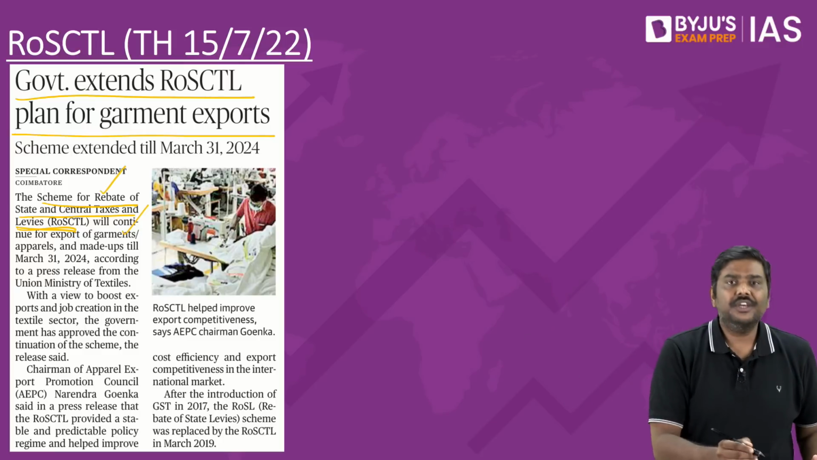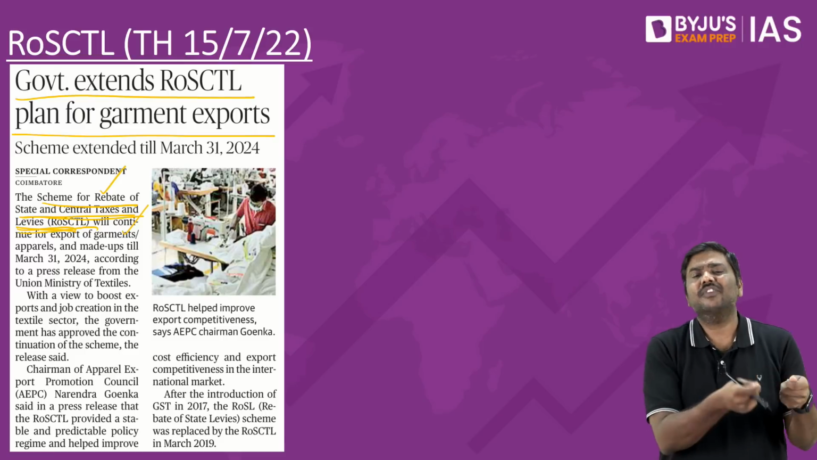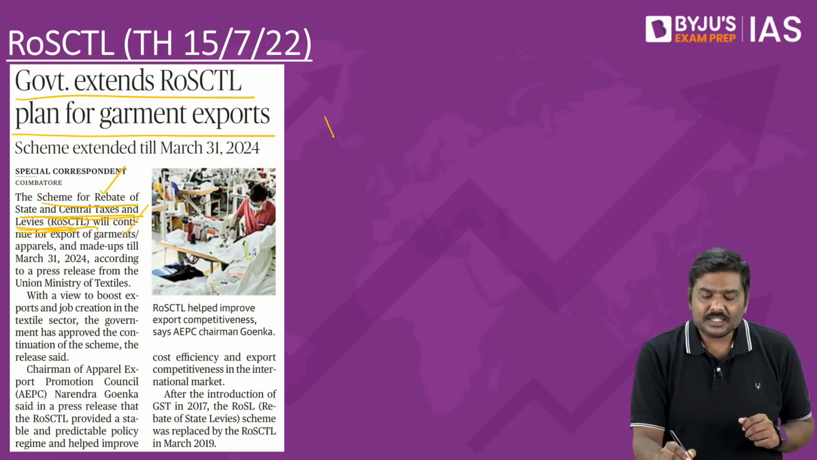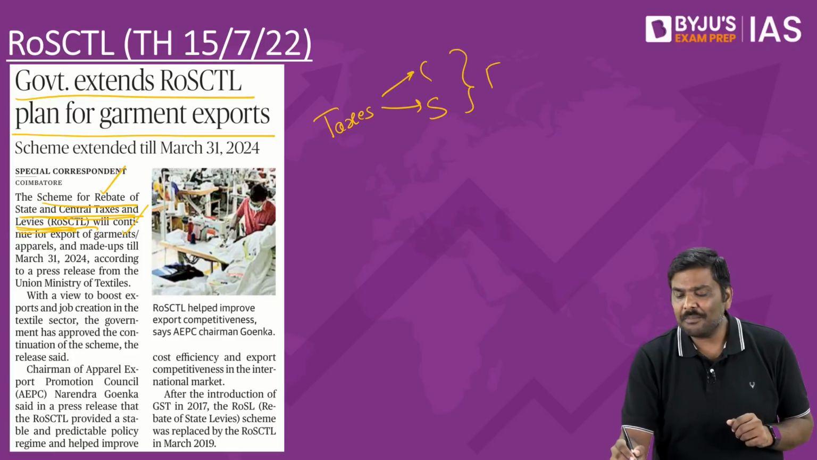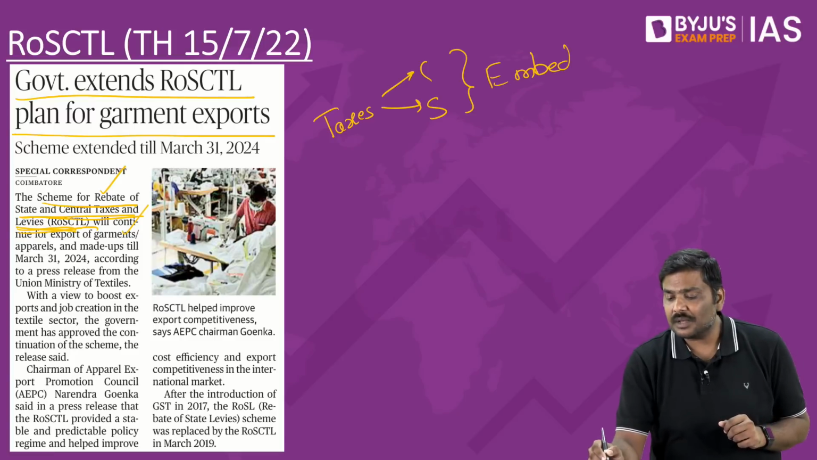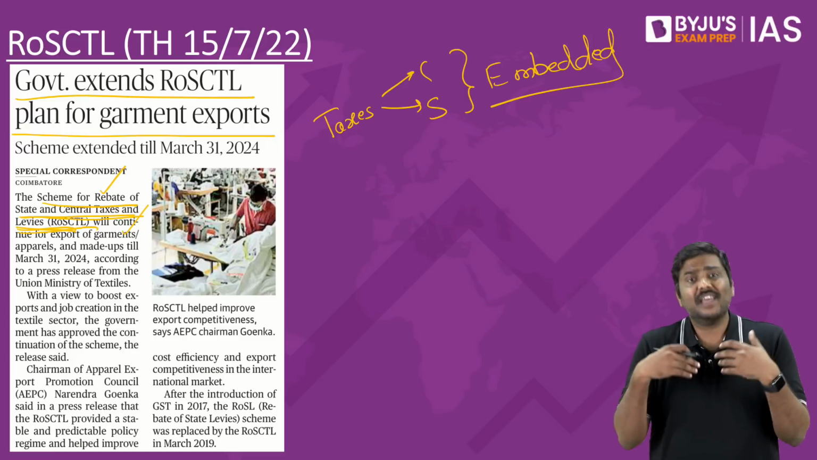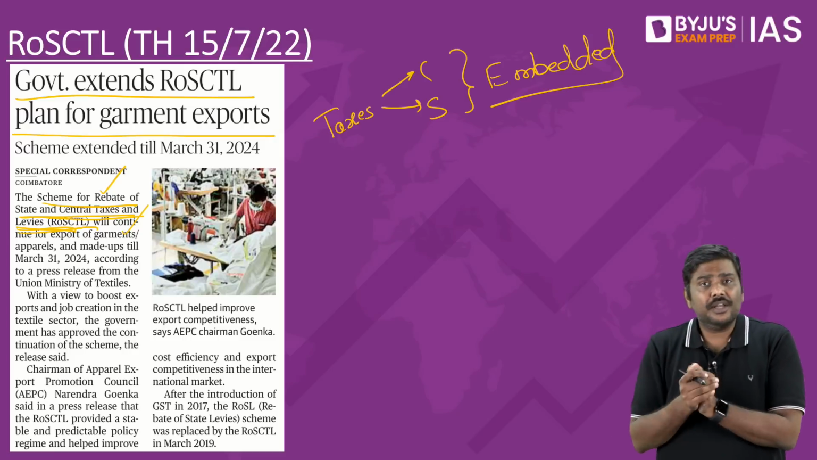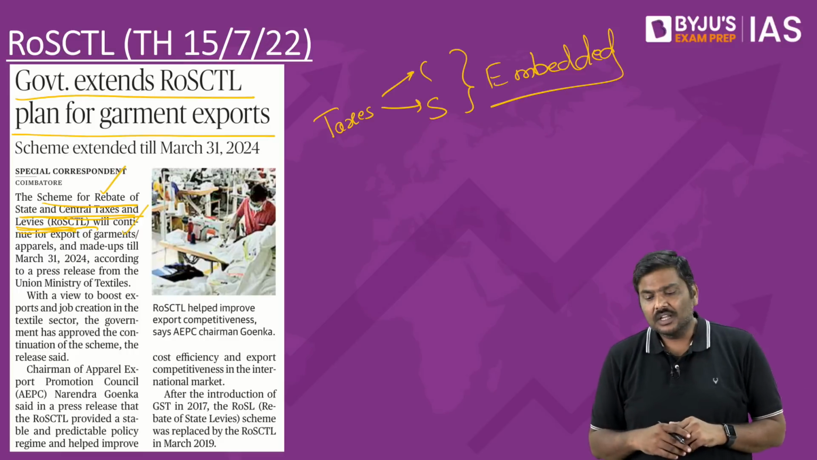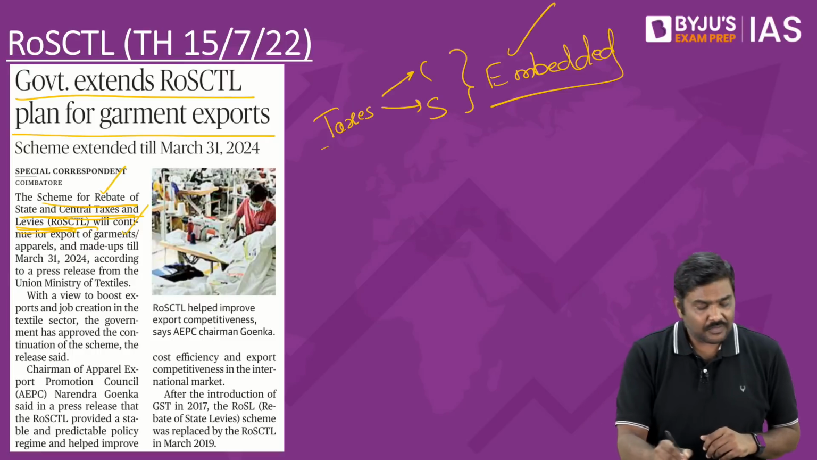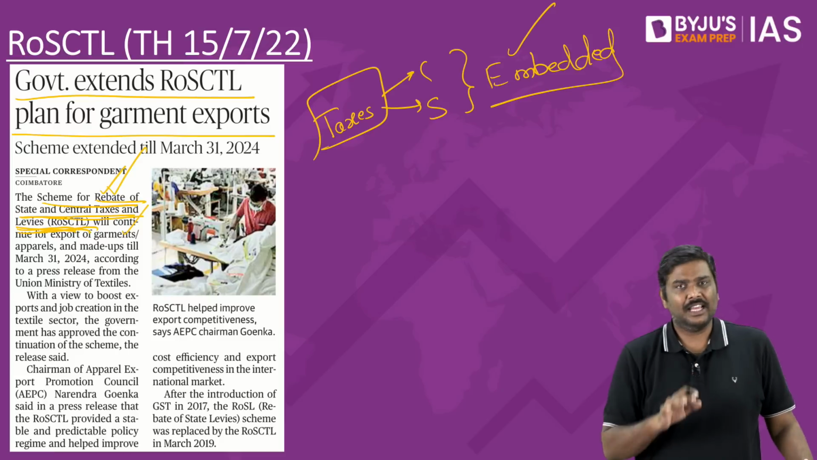So understand the logic here. The name Rebate of State and Central Taxes and Levies itself indicates the taxes that you have paid at central and state level, which are embedded taxes. Embedded taxes in simple terms are those taxes that you have paid as a manufacturer or producer which are not covered under GST, on which you will not get the input tax credit. So these embedded taxes will be rebated back to you under RoSCTL.